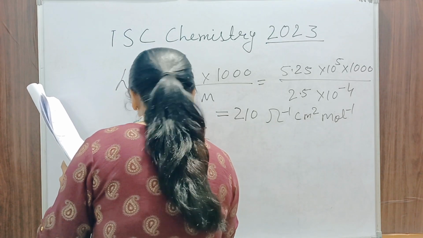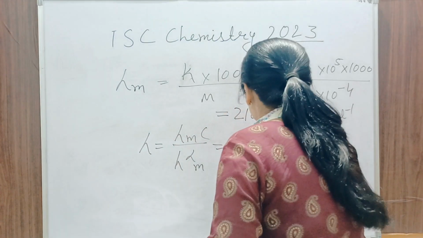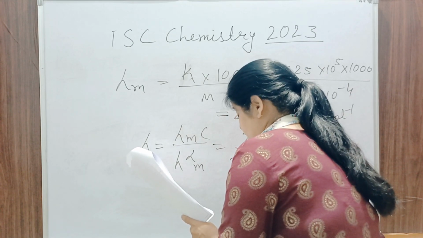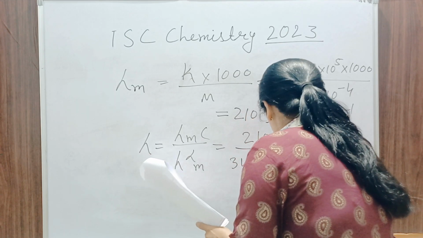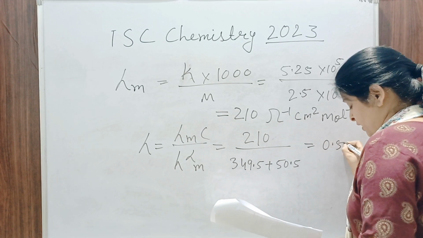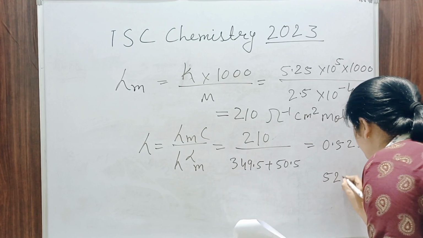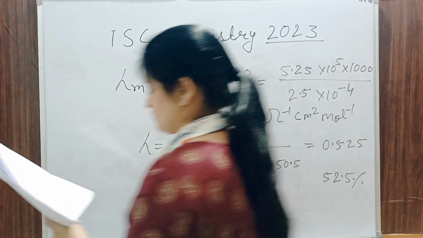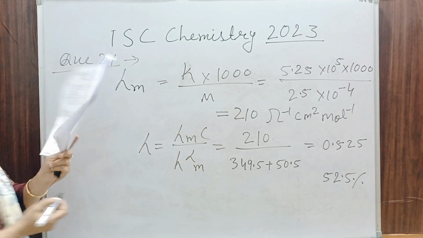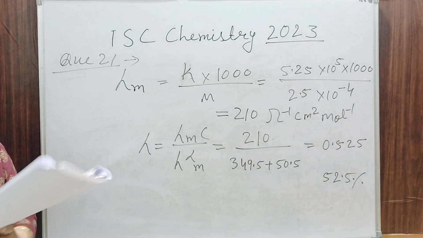So again, degree of dissociation is lambda m upon lambda infinity. When we put the value 210 upon 349.5 plus 50.5, the answer will be 0.525. Converting the decimal, it is 52.5%. So you can take the screenshot. Question number 21, that is the answer of question number 21.